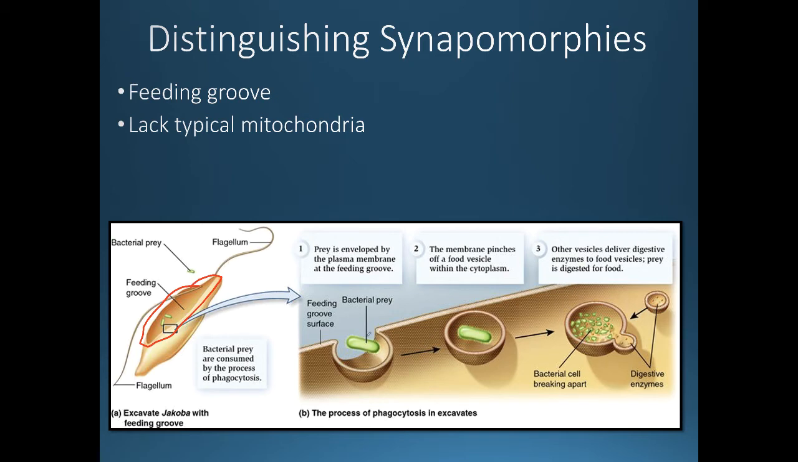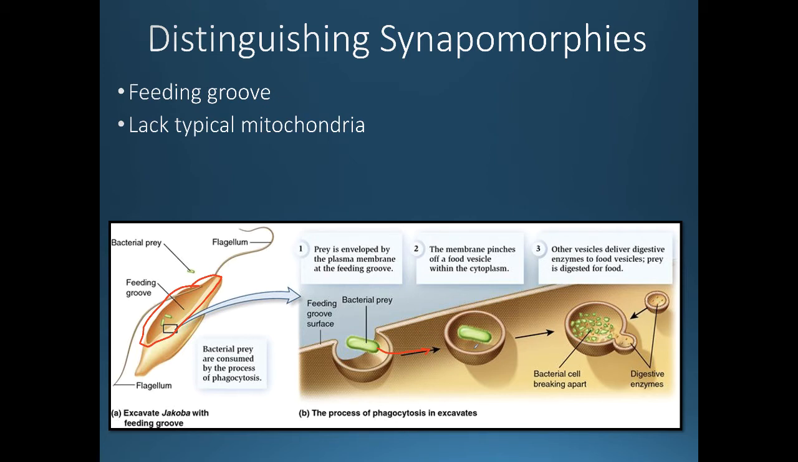So this protist will eat bacteria. It gets trapped in this groove. It's almost like a big open mouth. And once it gets trapped in here, the bacteria will be taken into the cell, phagocytized by the cell, and in the cell it will be digested, and then the nutrients from that bacterial cell will be taken up and used by these types of protists.